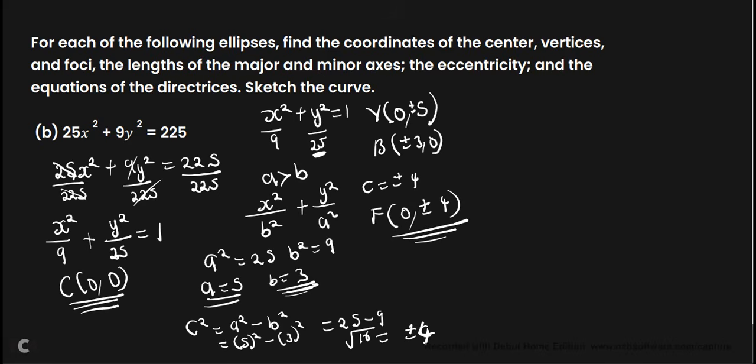Then what else are we supposed to try to find? The measurement, right? Which is 2a. Then what's your a? Plus 5. So meaning it's 10. Then what is your b? The minor then. 2 times what's your b? 3, which is 6. Like that, right?